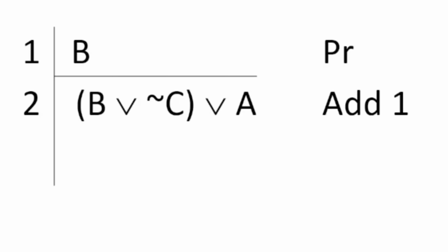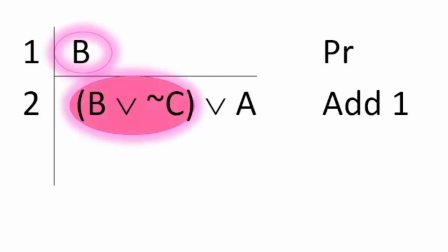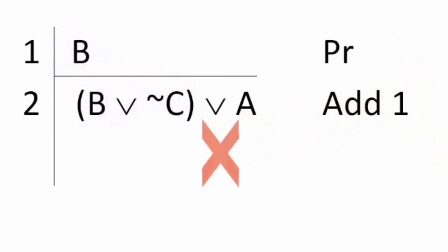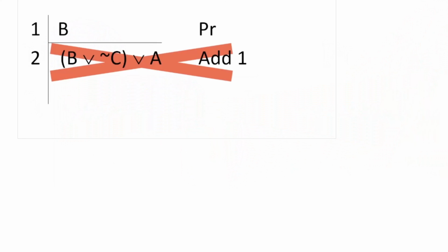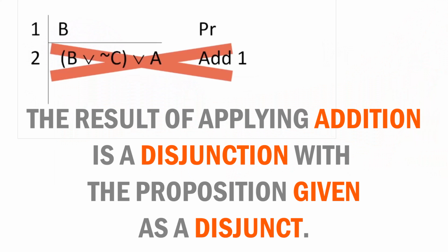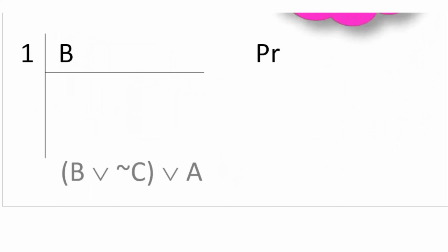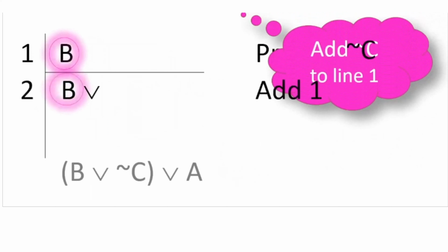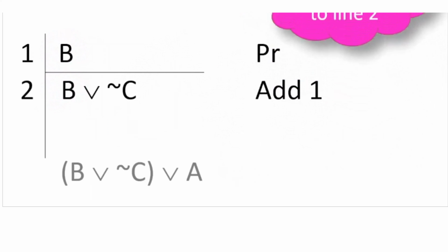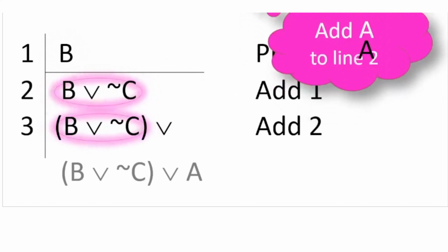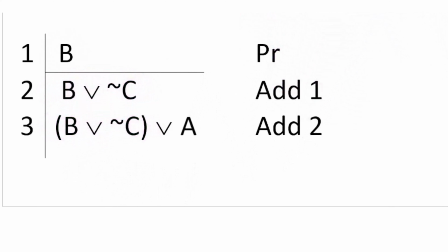What's wrong with this example? We have B given and we derive a disjunction with B as a disjunct. The problem is that B is in fact not a disjunct of the disjunction in line 2, it's a disjunct of a disjunct. The result of applying addition must be a disjunction with the proposition given as a disjunct. However, we can derive the proposition in line 2 in 2 steps. First, we will add not C to line 1 to obtain B or not C, and then we can add A to line 2 to obtain the disjunction we wanted.